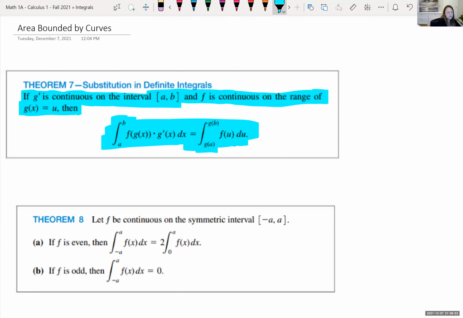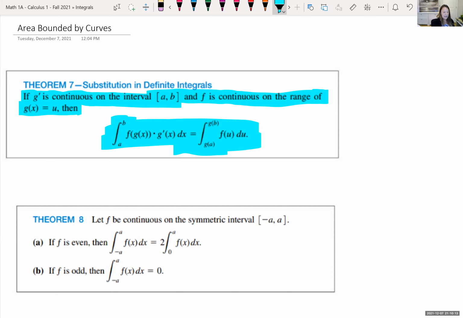So we looked at it two different ways where we changed our bounds of our definite integral before we integrated, or we integrated and rewrote what u was in terms of x and kept the original bounds. So this is equal to the integral from g of a to g of b of f of u du.